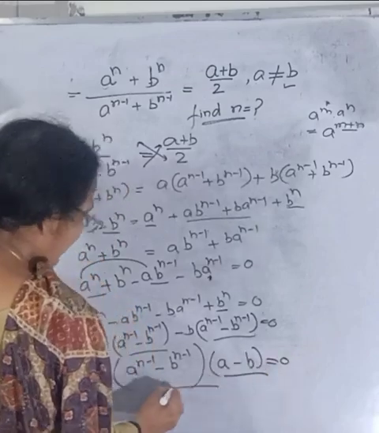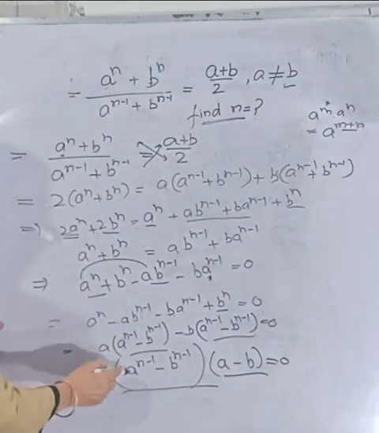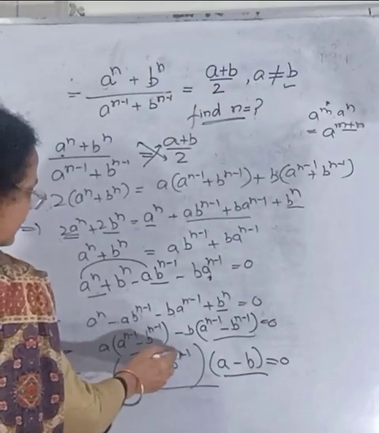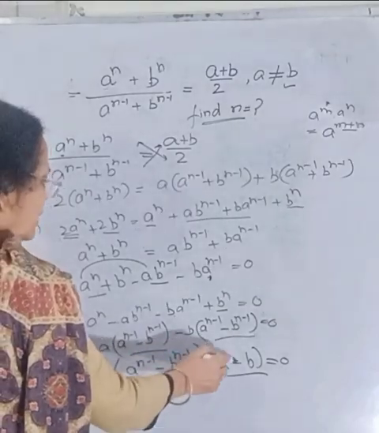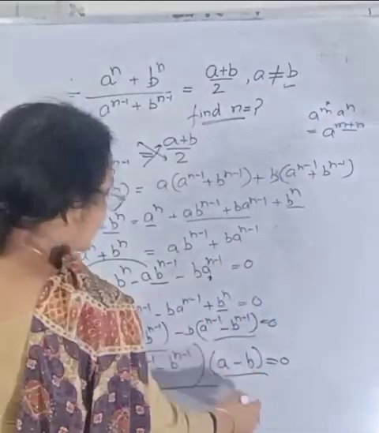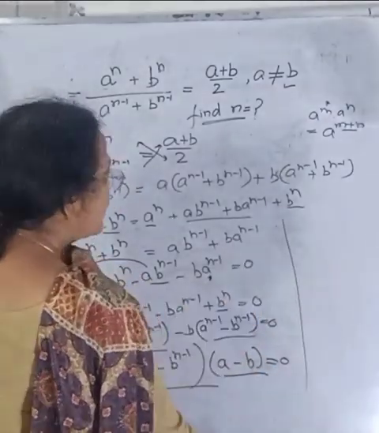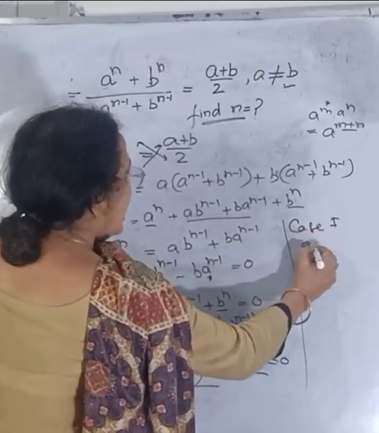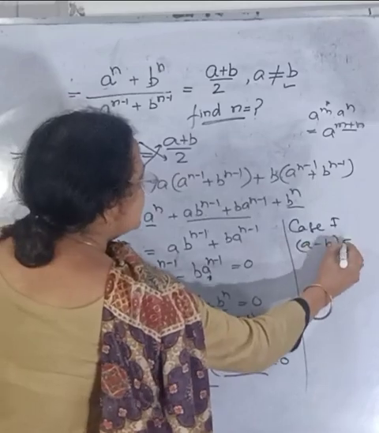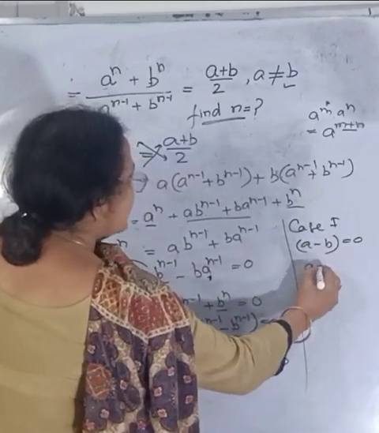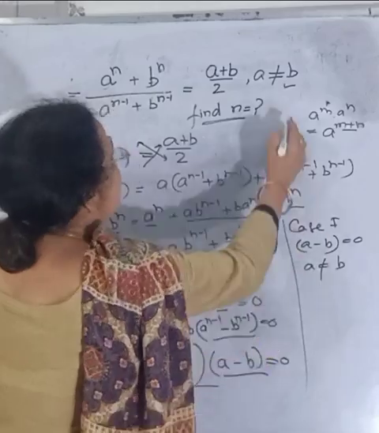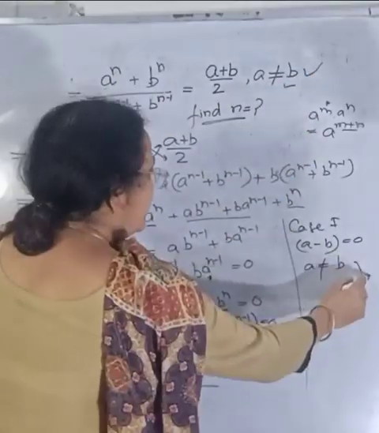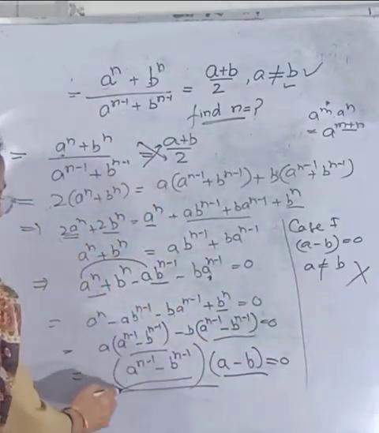Now we have two factors in the multiple: a to the power n minus 1 minus b to the power n minus 1, into a minus b. Because it is 0, we have two cases. Case first, when a minus b is equal to 0, it means a will be equal to b, which is not possible. We are given that a cannot be equal to b, so this will not happen. We have to consider simply the other case.